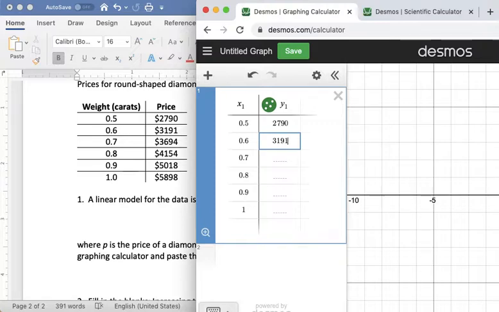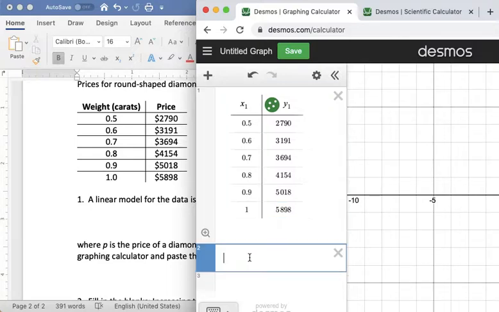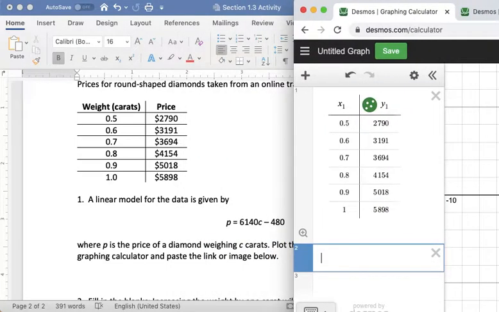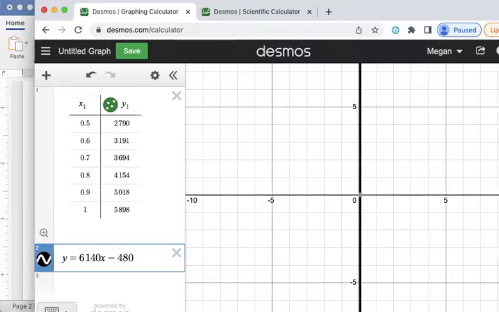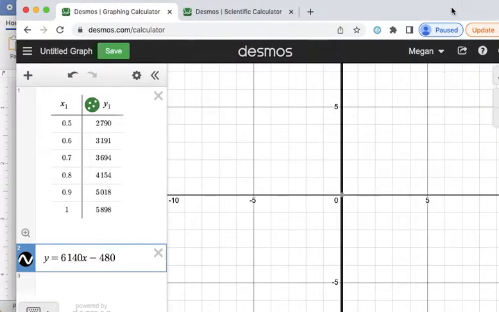And enter these values. Like I said, there's really no way to copy and paste things into a Desmos table, unfortunately. You just have to type them in by hand, which is going to take just a minute here. Okay. So once I have my values entered, those are the points, and I'm going to enter my equation here as well. So my equation is going to be y equals 6,140x minus 480.